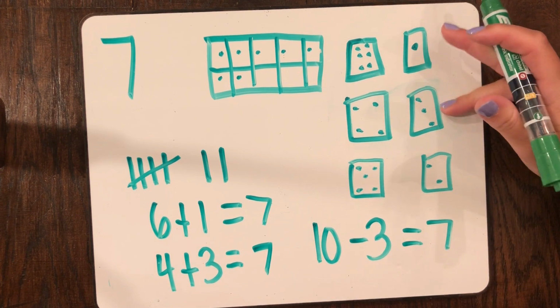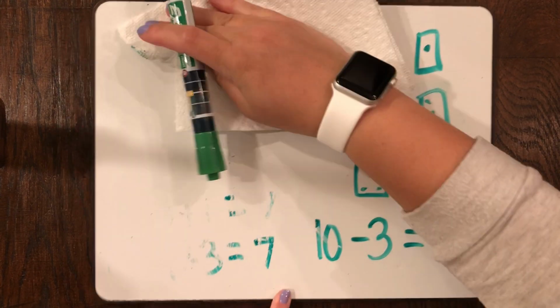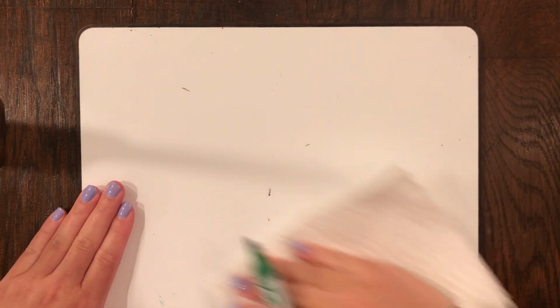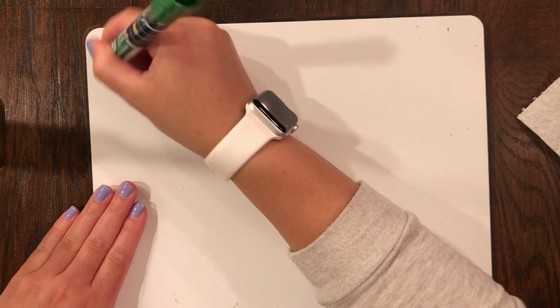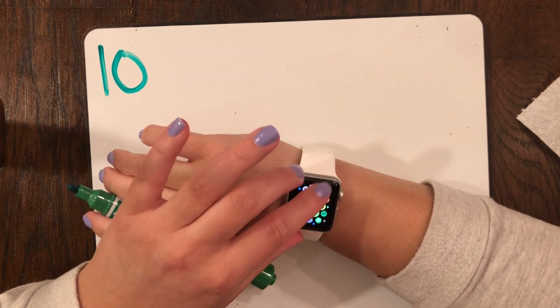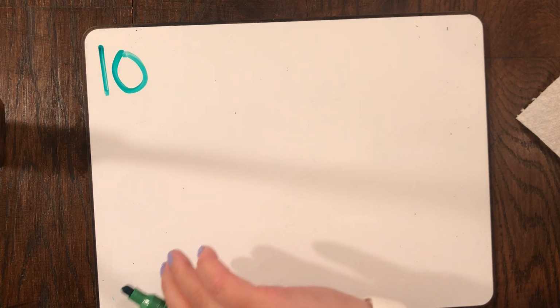Now what we're going to do is I want to challenge you to represent a number as many ways as you can. So go ahead and erase your board. I want you to write the number 10. I'm going to set my watch for 1 minute. Let's see if I can get it up here. I'm setting my watch for 1 minute.